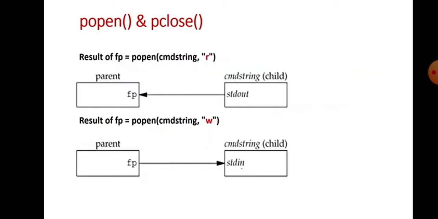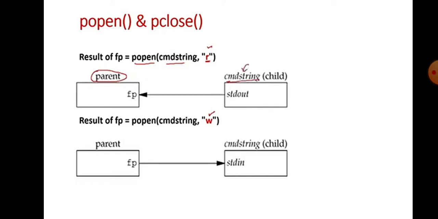Let us see the diagram. As mentioned, the type of the popen function can be either read or w. If the popen function is called with the read type, then the parent is calling that popen function, and a child process will be created with fork and exec.